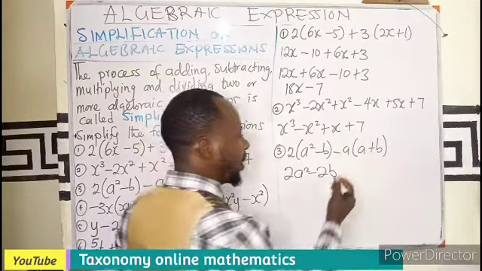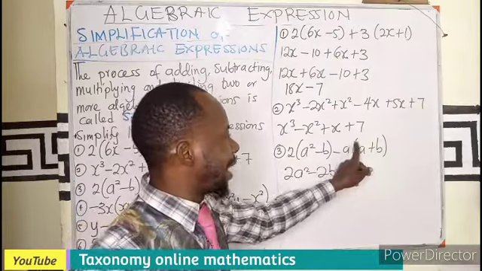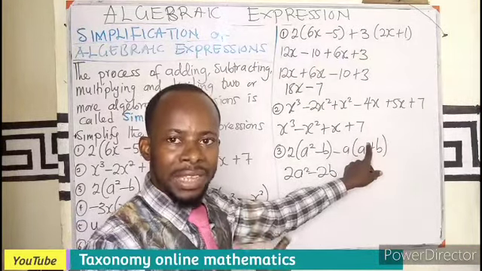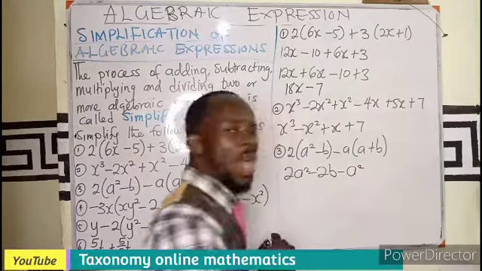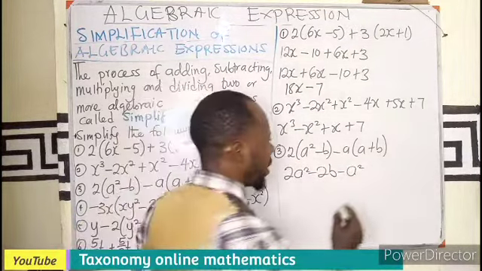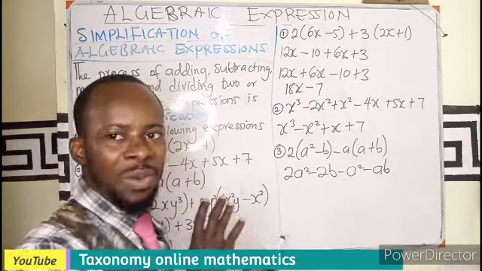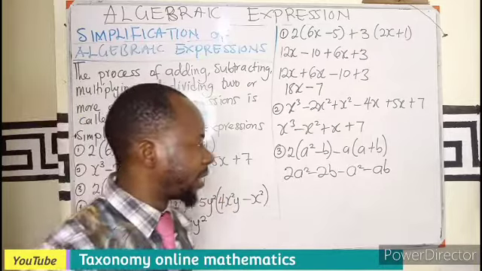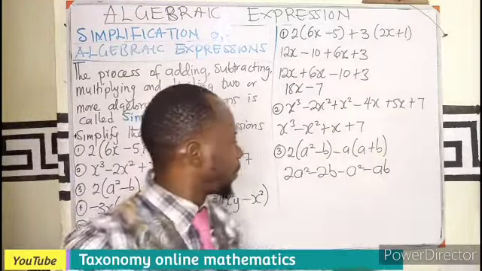So this is going to be a times a. Since they are the same a, we only add the powers. In this case power 1, that becomes minus a squared. Minus a times positive b, giving minus ab. So we are done with the expansion or the multiplication. We are going to look out for regrouping, that is like terms.